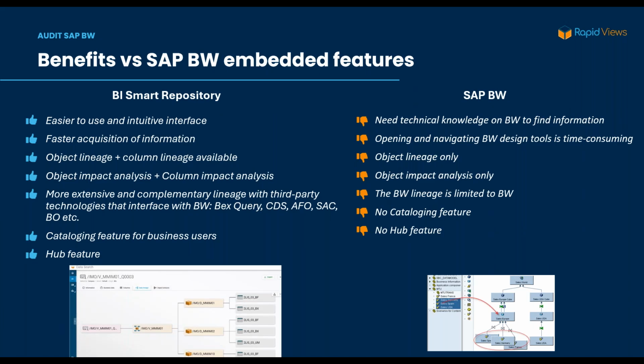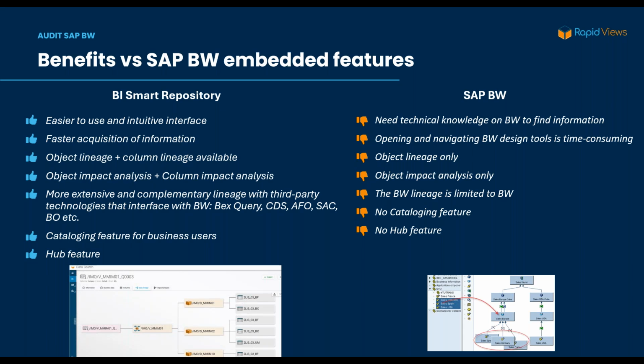A few benefits versus BW embedded features. An intuitive interface with the BI Smart Repository, and lineage of the objects and of the columns is available. The lineage is end-to-end from the SAP table to the BI reporting tool. In this lineage, we have the BEX query and we have the Analysis for Office report or BusinessObjects report. In the BW tool, we cannot have the lineage from a BEX query, for example, and we cannot have the lineage from a column.